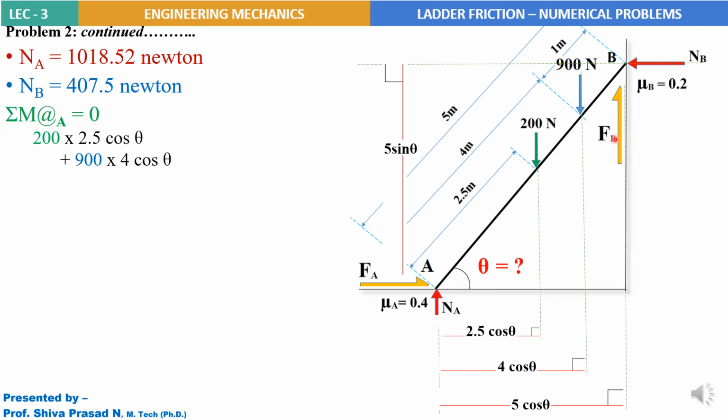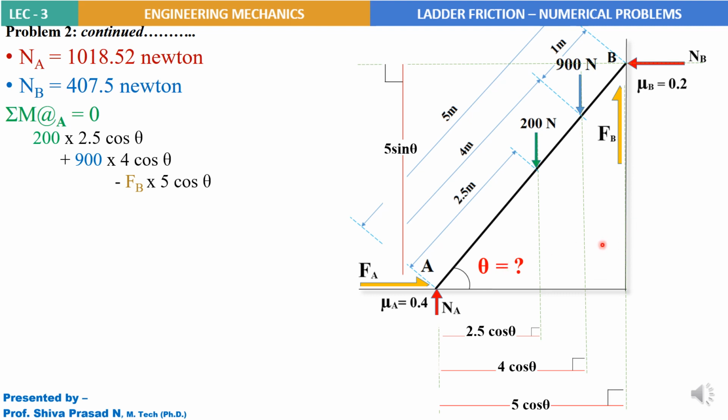Next force, FB about A. See, just observe this direction of FB. It is moving up. Okay, so if you make it rotate about A in the same direction of FB, it will create an anti-clockwise rotation. So minus FB into 5 cos theta. 5 cos theta is the perpendicular distance between the line of action of FB and A. So minus, why minus? Because anti-clockwise rotation. Okay, so you understood this.